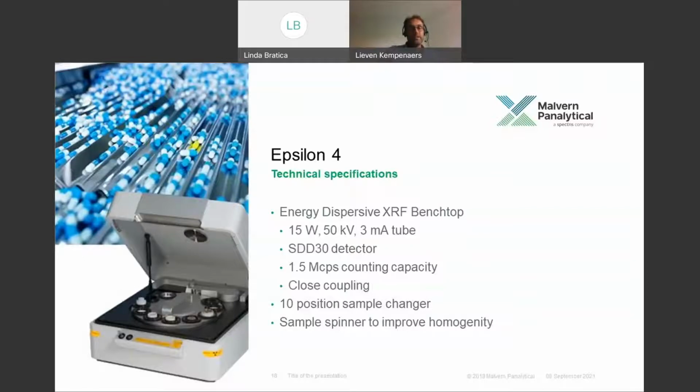So with this slide, I just want to draw attention to the picture. It's a benchtop system. It is compact. You can place it on the table, and it also has the sample changer for different samples that you can measure, different methods. It's also possible to mix those. And the instrument, during the measurement, also spins the sample, the powder, to obtain a more homogeneous measurement of the whole sample.